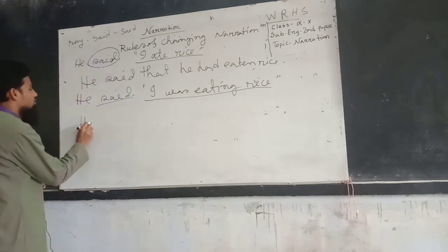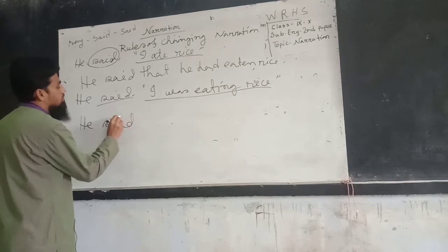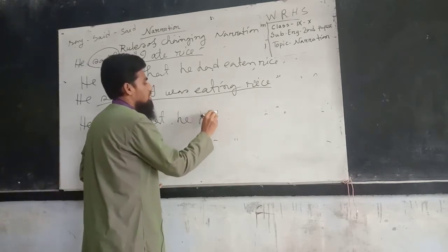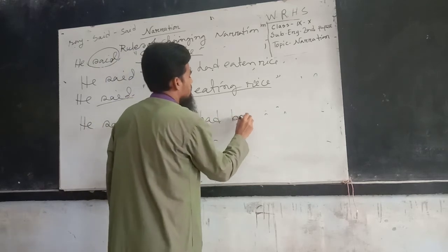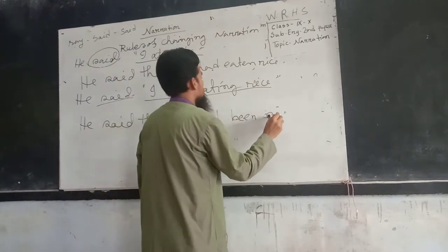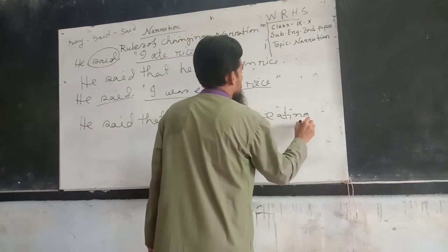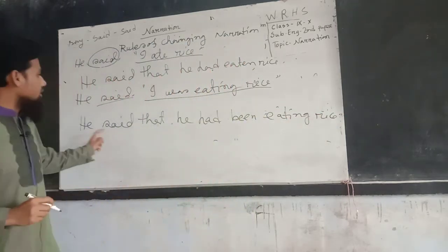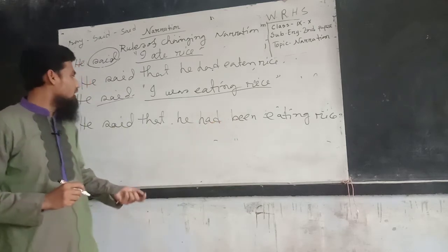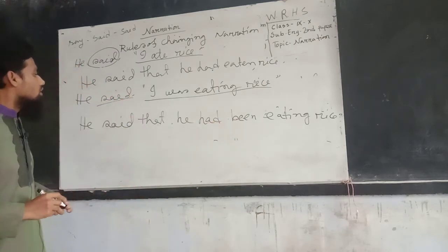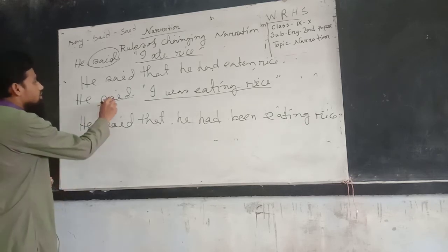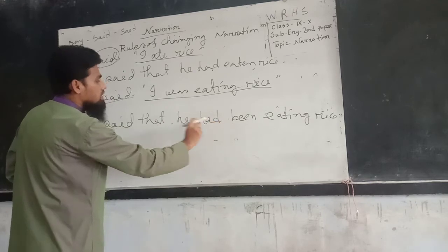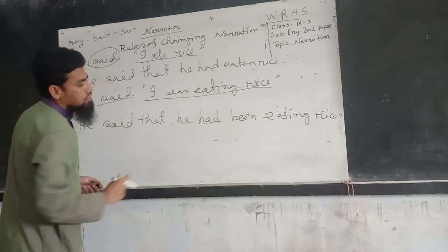He said that he had been eating rice. Here, he said that he had been eating rice. We know that here said is past, and the past continuous reported speech has to change into past perfect continuous.